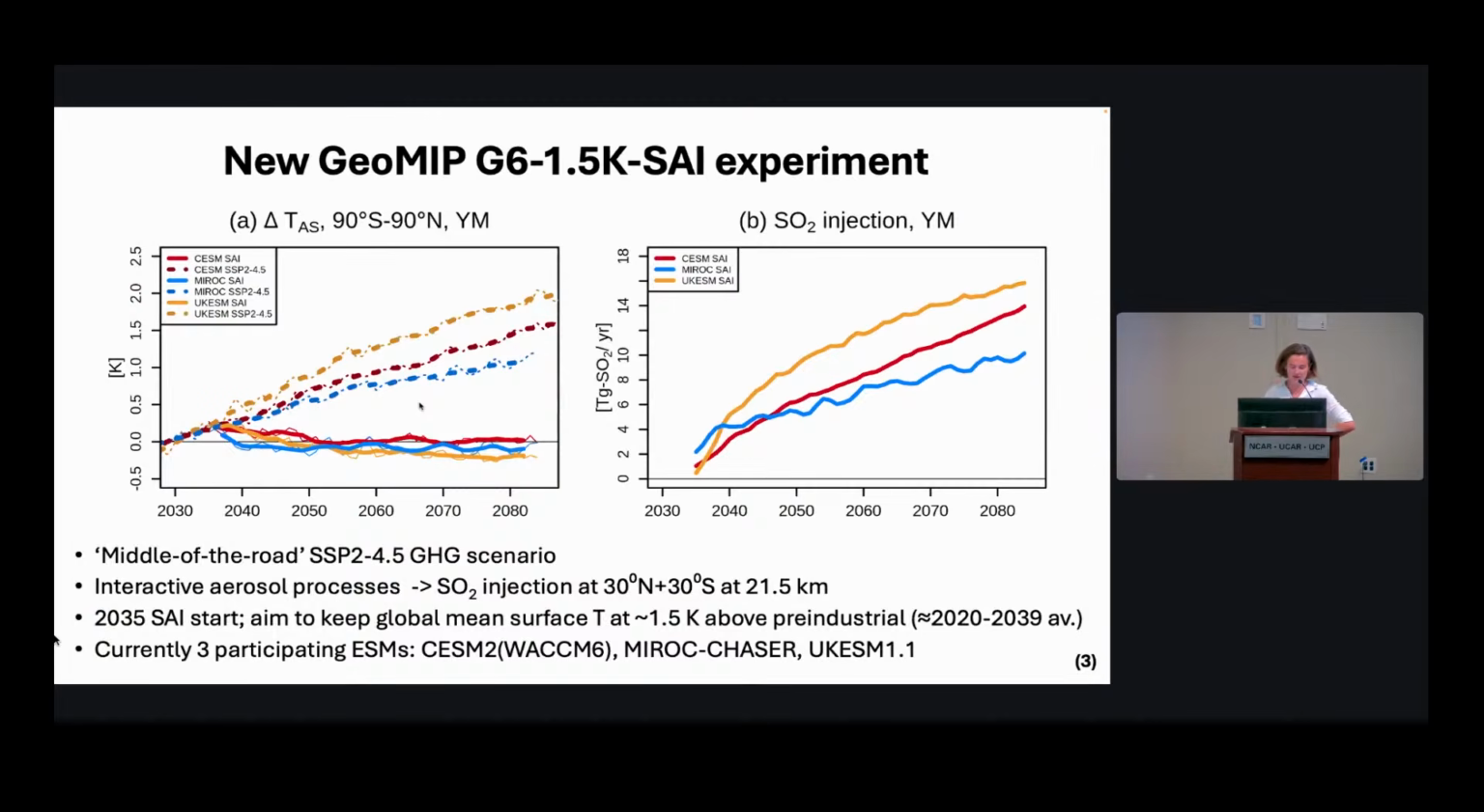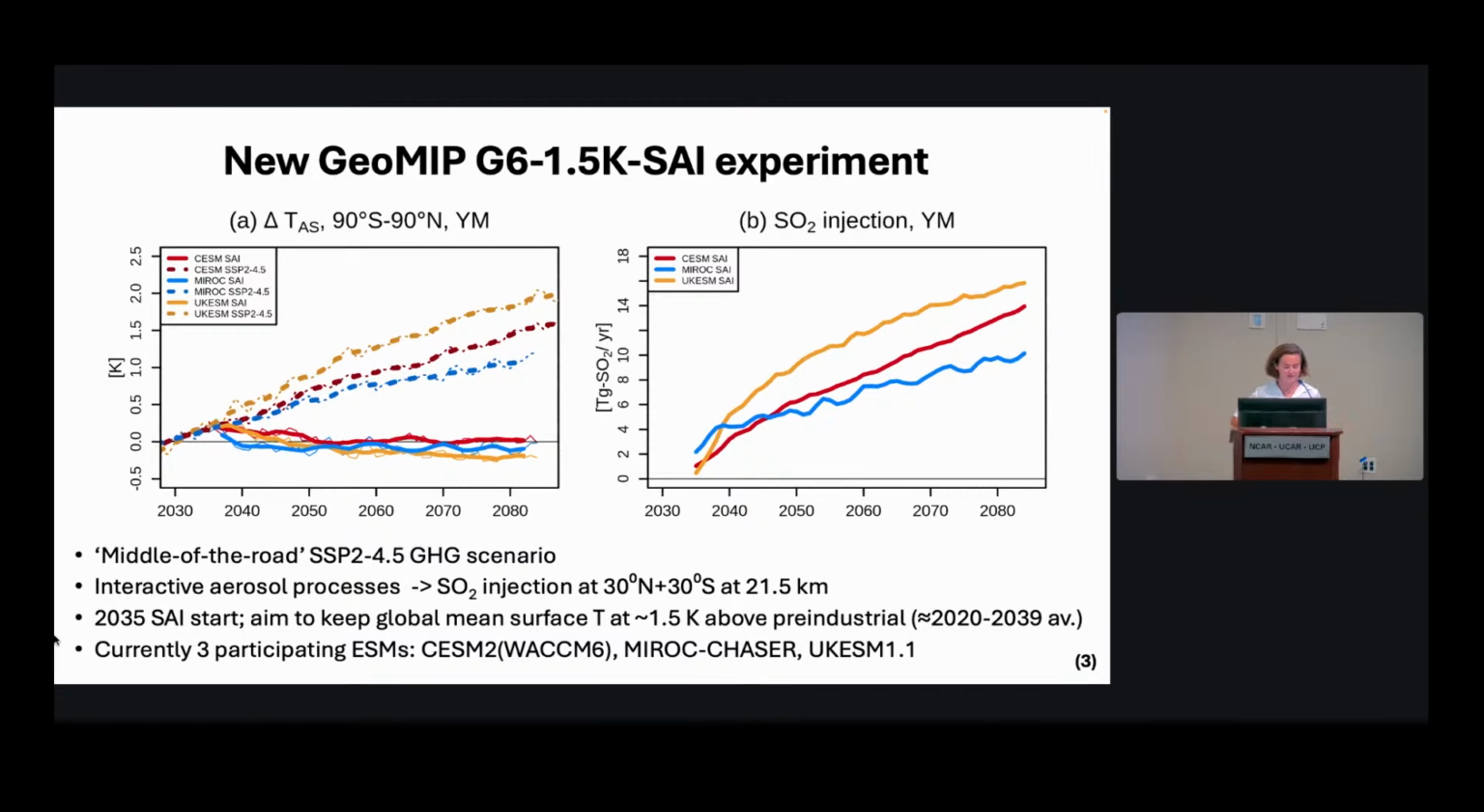So I want to look at how SAI affects our current stratospheric ozone projections using the new GeoMIP experiment called G6-1.5K-SAI. It follows the middle-of-the-road SSP2-4.5 greenhouse gas scenario. In this case, SAI starts in the year 2035 with SO2 injection at 2 latitudes in the subtropics, at 30 degrees north and south.